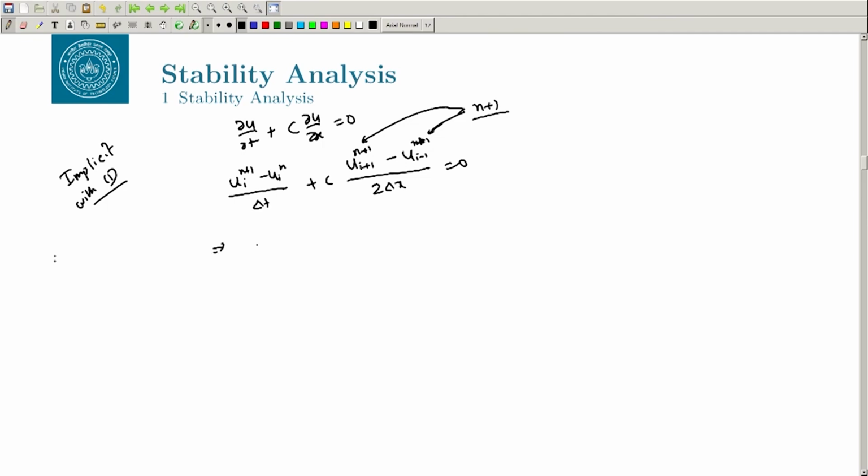So, this will become u I n plus 1 equal to u I n minus lambda by 2 times u I plus 1 n plus 1 minus u I minus 1 n plus 1. Very similar to the explicit scheme, except that we have this n plus 1 term instead of the n term. So, put in the Fourier.